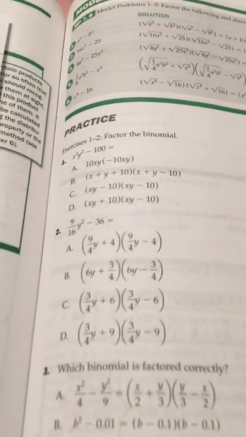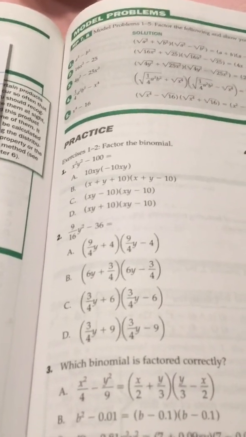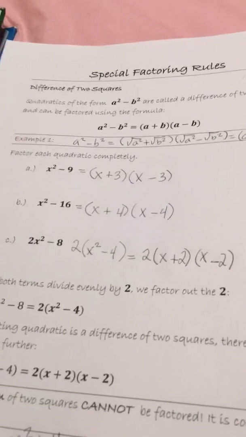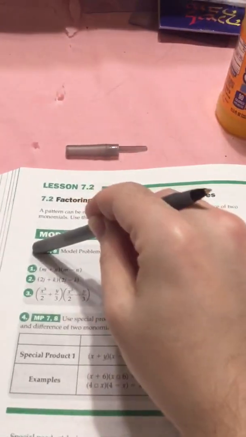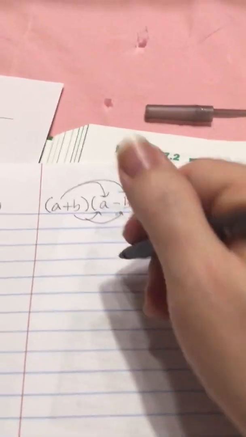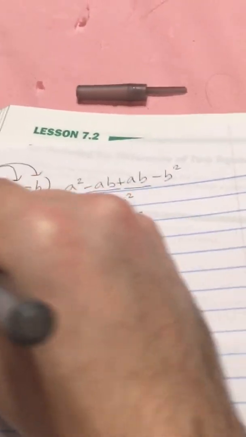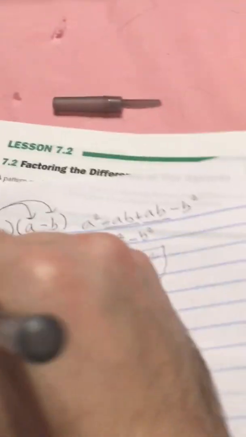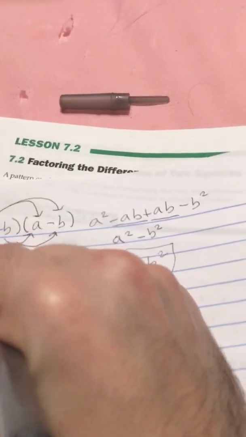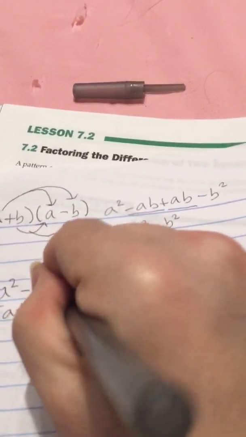With finding out if it's factored correctly, that's like we were doing over here. That's going the opposite way. That's knowing that if you have A squared minus B squared, then that's the same thing as A plus B times A minus B.